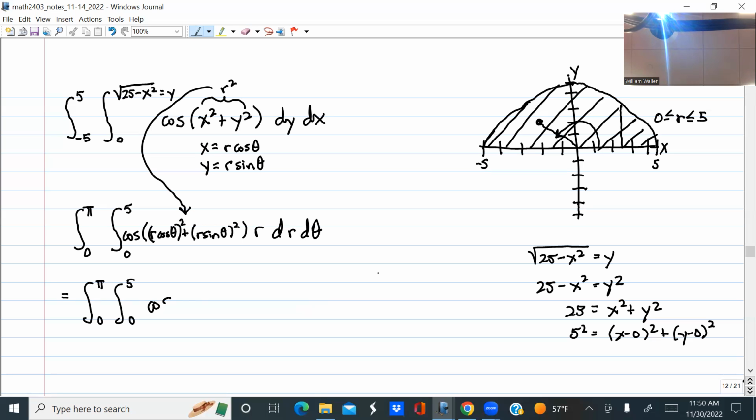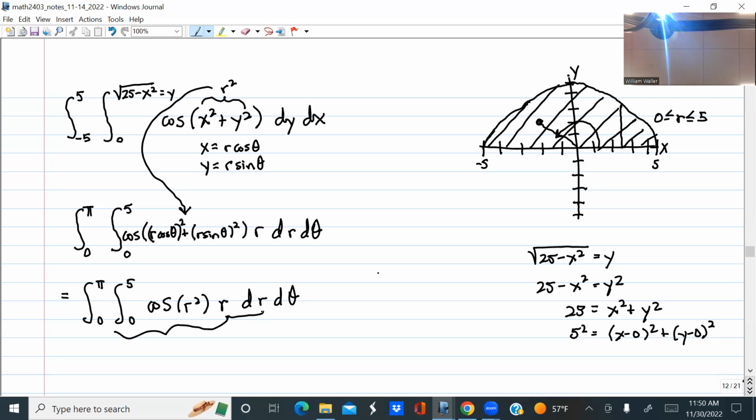So let's see. I have cosine of, again, all of this inside the parentheses just simplifies to r squared. So I have cosine of r squared and then times r and then dr d theta. All right. So let's worry now about that inner integral.